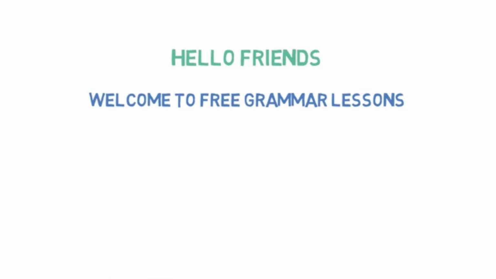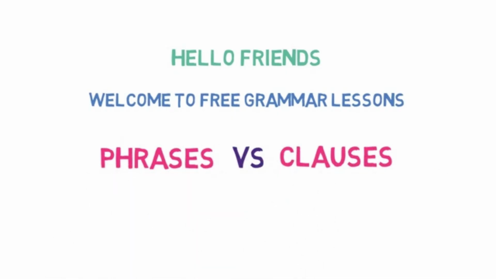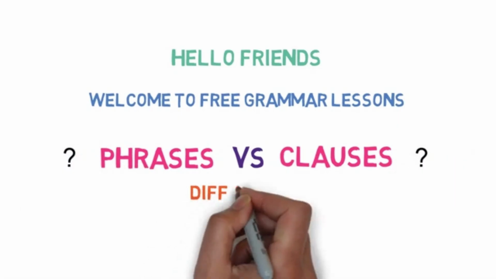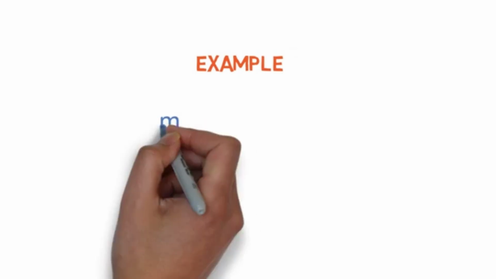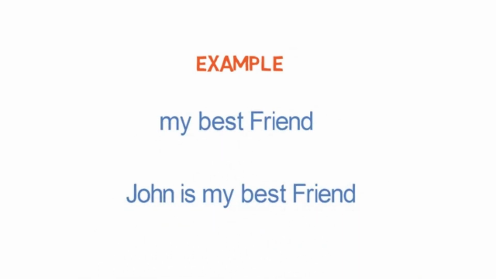Today we are going to learn about phrases versus clauses. This is a very commonly asked question, so we will try to understand what they exactly are and what's the difference between them. So let's get started. Let's start with an example. My best friend, and John is my best friend.